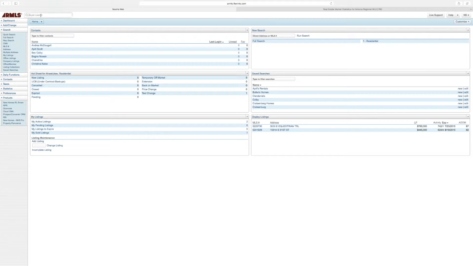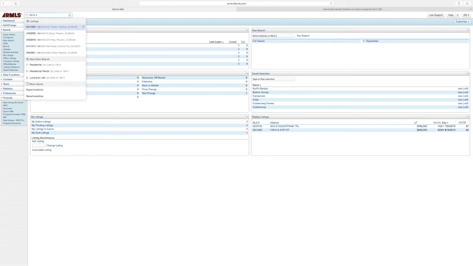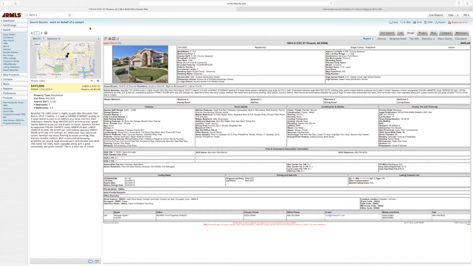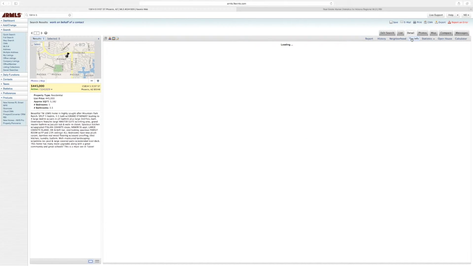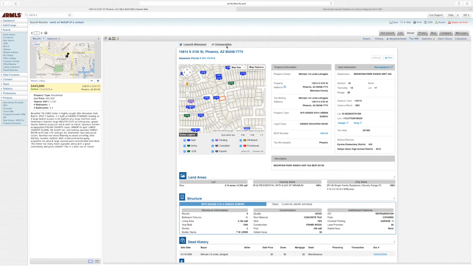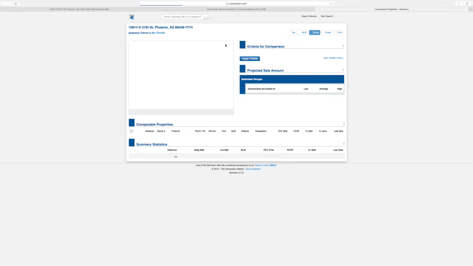Now, when it comes to doing comparables, let's try this one here. Basically, you can go to tax info. We have our home here. Let's go to tax info. And then we're going to have comparables right here. Let's go ahead and launch the comparables, and we'll see what this pulls up.